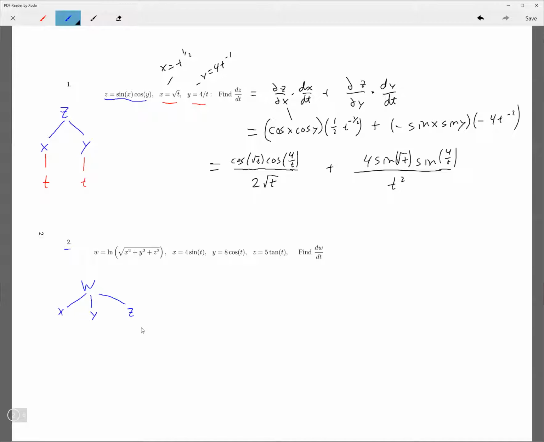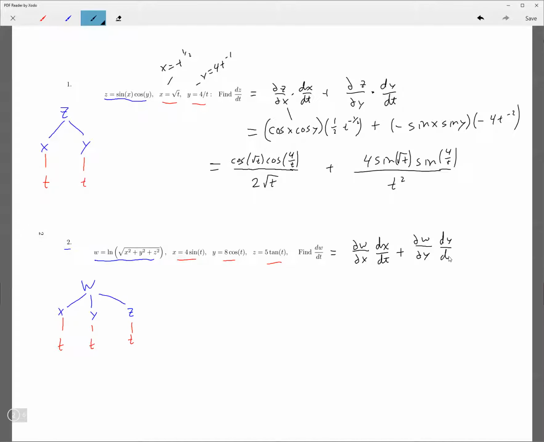So that is the partial of w with respect to x, times dx/dt, plus the partial of w with respect to y, times dy/dt, plus the partial of w with respect to z, times dz/dt. Yes, exactly.